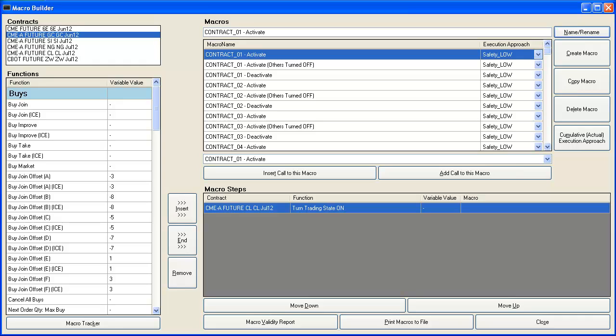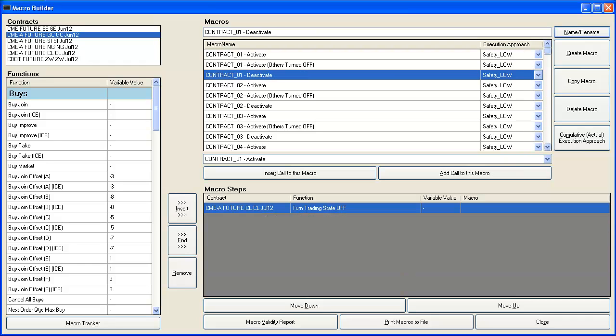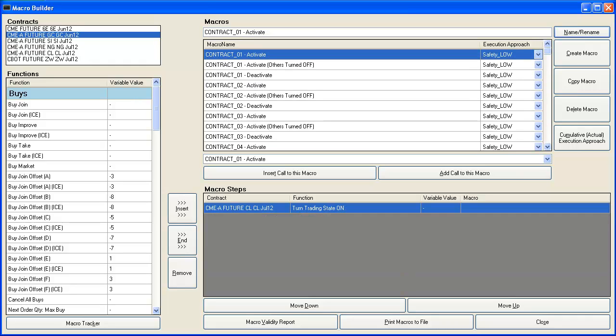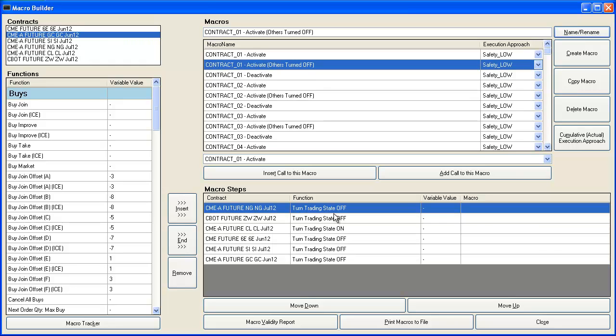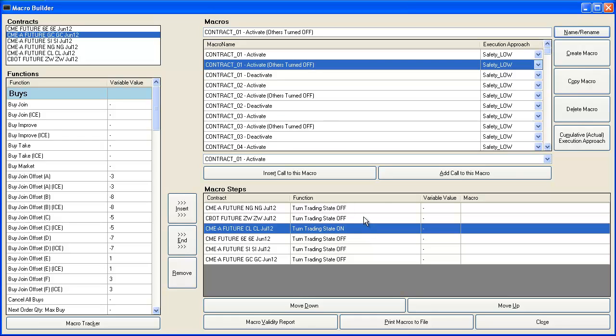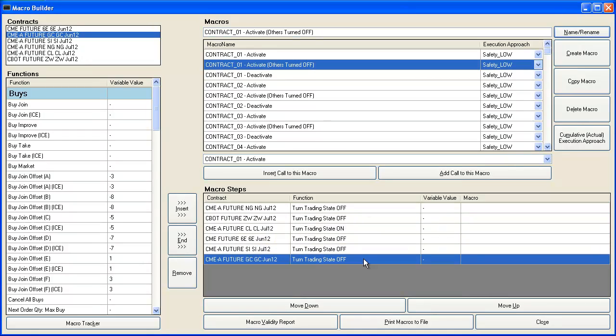As you can see here, we're looking at the macro builder, and at the top we see that there are three different macros which are used for each contract. The first one, which says contract 1 activate, is used to turn on the trading state for the CL contract. If we look at the third macro, we see the same CL contract, but its trading state is turned off. If we look at the second macro, it turns on the trading state for the CL contract and turns off the trading state for the other 5 contracts.